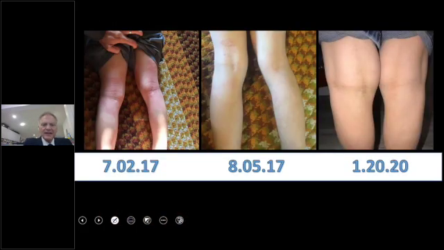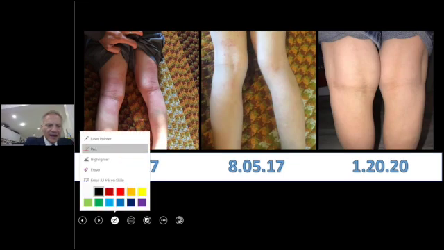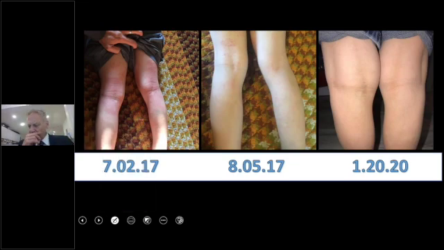So here's before and after. He did this in 2017, but he came back a few years later just because the family was visiting, and I saw his mom as well, I think, or something like that. But anyway, this is a picture 2.5 years later, and it was clean. He hadn't had a problem since.